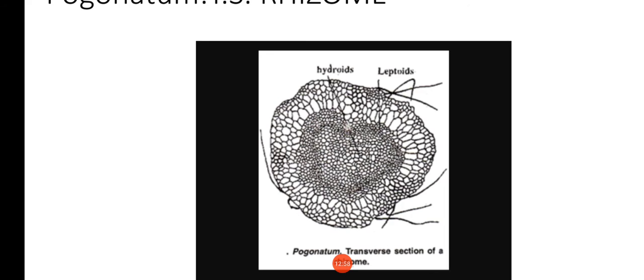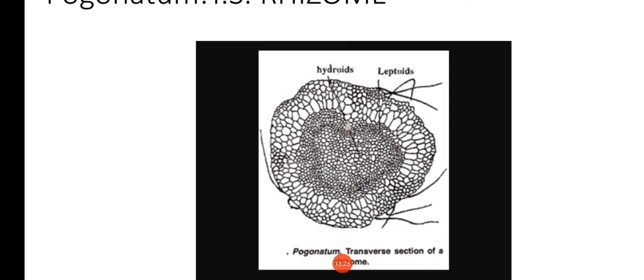Then comes the cortex or the outer cortex. It is 3 to 5 layered and is composed of thick walled cells called stereids or leptoids. The inner cortex is a broad zone of thin walled parenchymatous cells, and the cells of the cortex contain starch. A large number of leaf traces are also present in the cortex.